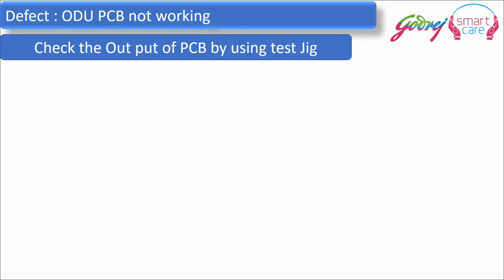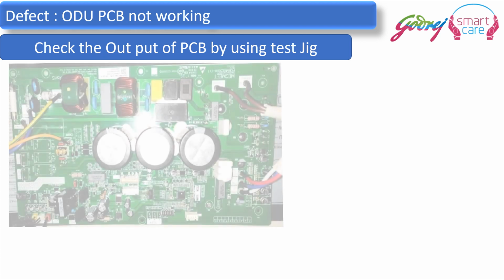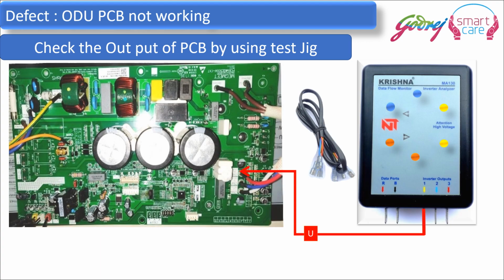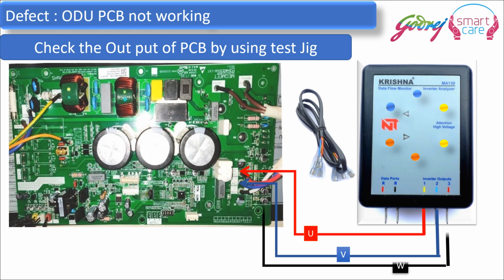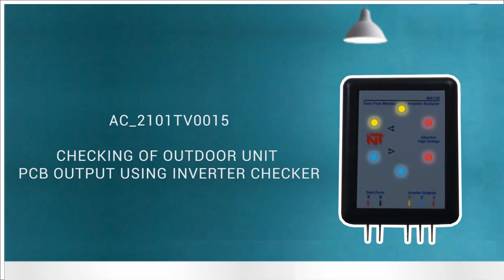We will check the outdoor PCB not working defect. In that case, we have to ensure that the PCB is giving output, which we can check with the help of a test jack. We will connect the UVW terminals with the test jack. There is a small video by which we will understand how we can connect the outdoor unit PCB, and the inverter checker will help us to identify the PCB working condition.